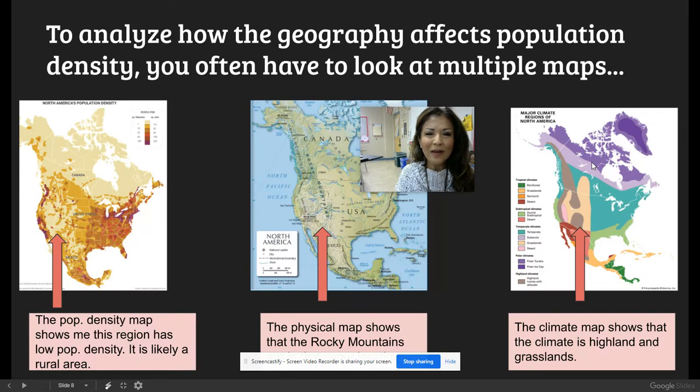To analyze how the geography affects population density, you often have to look at multiple maps. Why is it that some areas are so populated there, but others are not as populated? It could be those physical features, those mountains. It's kind of hard to put houses on top of mountains, isn't it? Then, of course, you also want to consider climate. Is it always snowing there? Is it always raining? Is it somewhere where people just don't want to live?